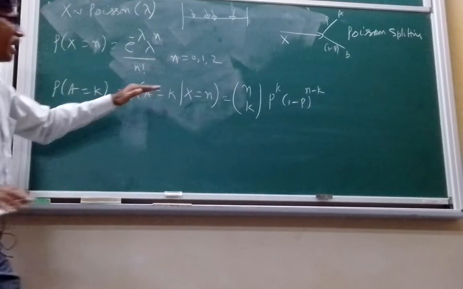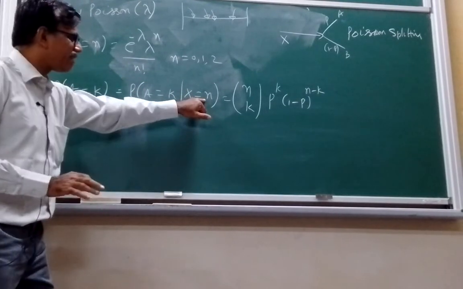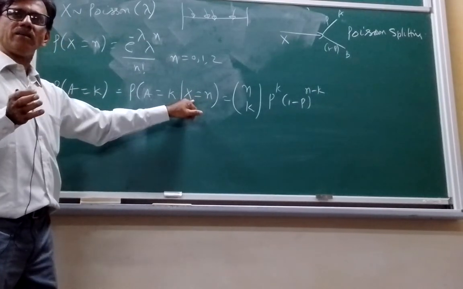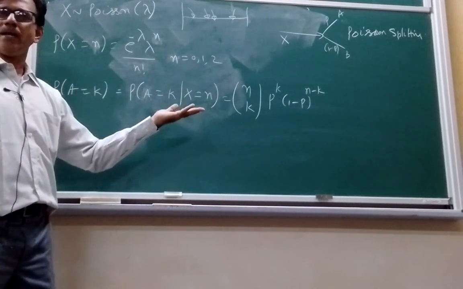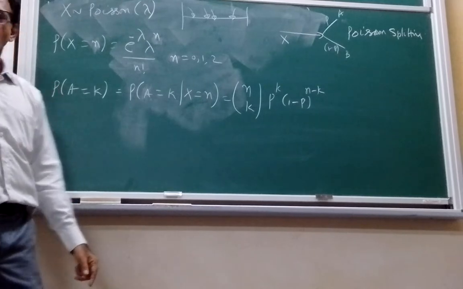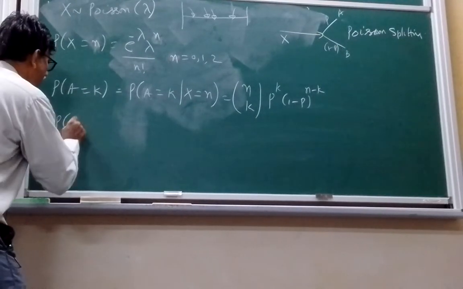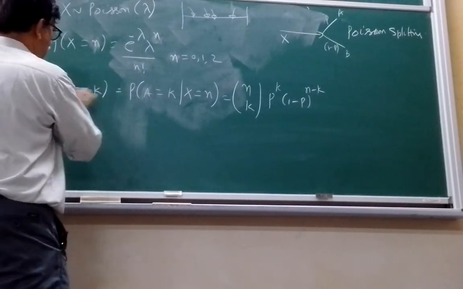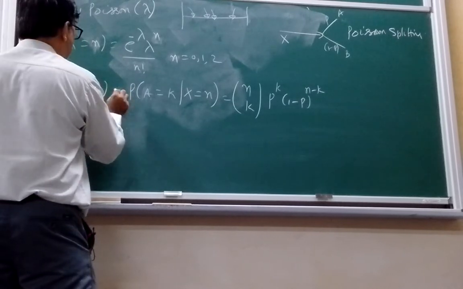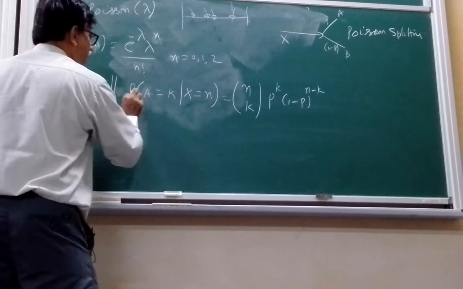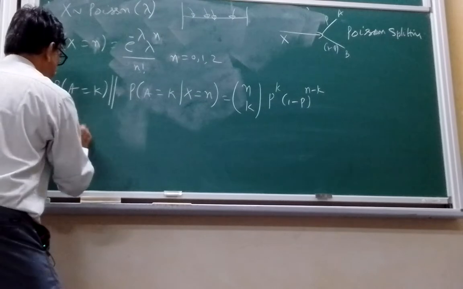Now I will uncondition it, but X can take the value N, N can be any given value that I have to account for. So probability that... not this one, instead of doing this one, this is what I want, I will find out this one.